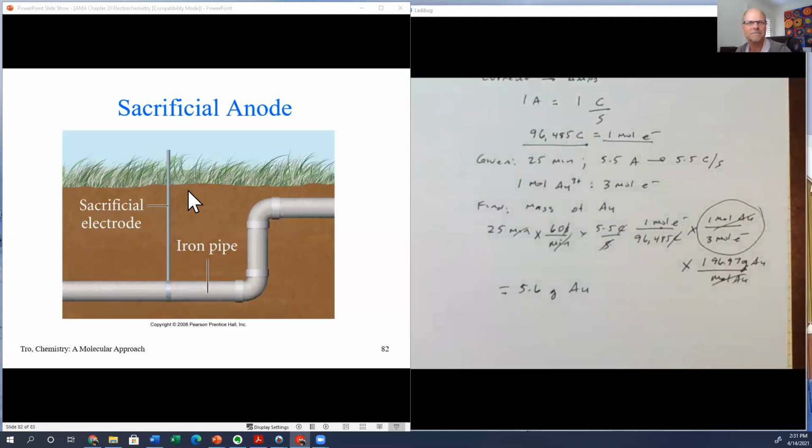Pretty ingenious, right? It's a cool, simple way to prevent rusting. I think it can protect quite a long stretch of pipe, because the current can run through the pipe. Eventually there's resistance and it falls off. So how often along a pipe you have to put these sacrificial electrodes would depend on the details of the pipe, how thick it is and how long it is. But anyway, this system works and it's often used to prevent rusting.